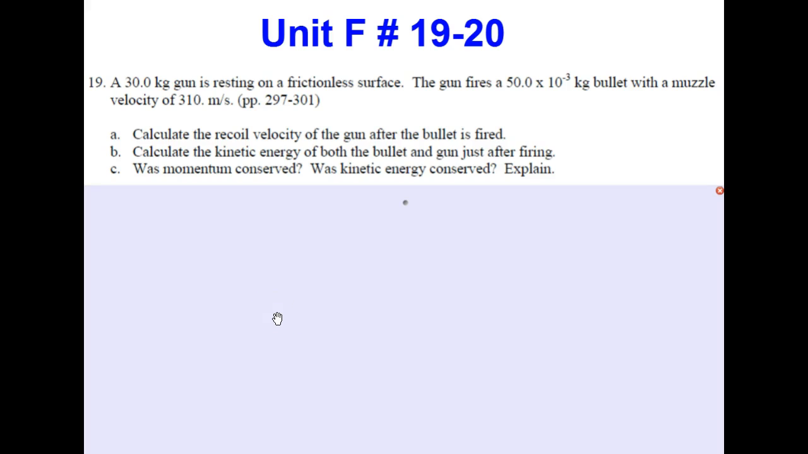Calculate the kinetic energy of both the bullet and gun just after firing, and then determine was momentum conserved, was kinetic energy conserved, and explain.